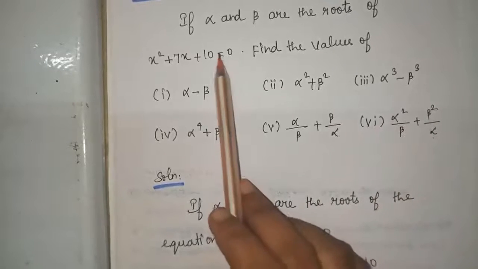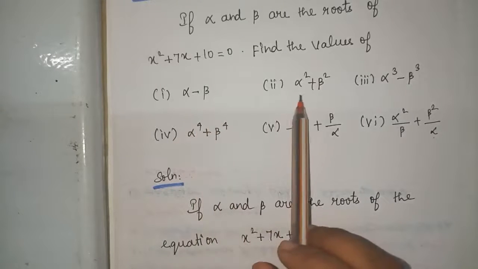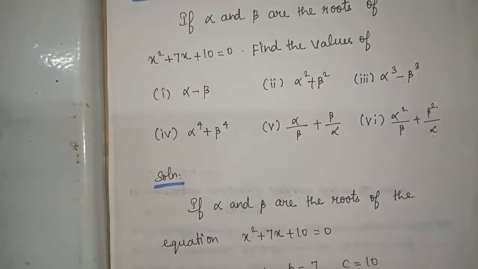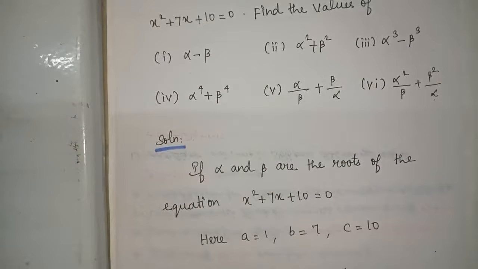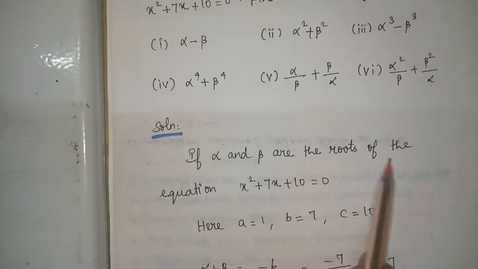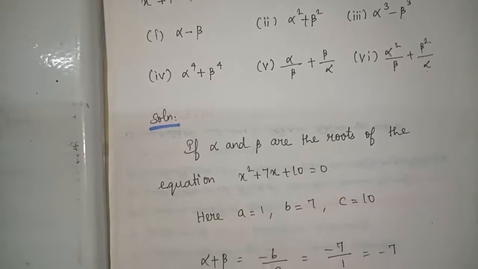So you have to find the values of the given alpha minus beta, alpha² + beta², etc. This is the given quadratic equation. First you have to find the sum of roots and product of roots of the given quadratic equation. So solution: if alpha and beta are the roots of the equation x² + 7x + 10 = 0, here a = 1, b = 7, c = 10.